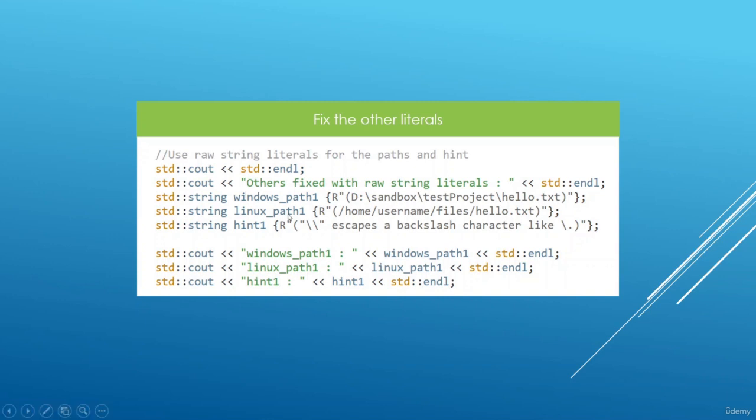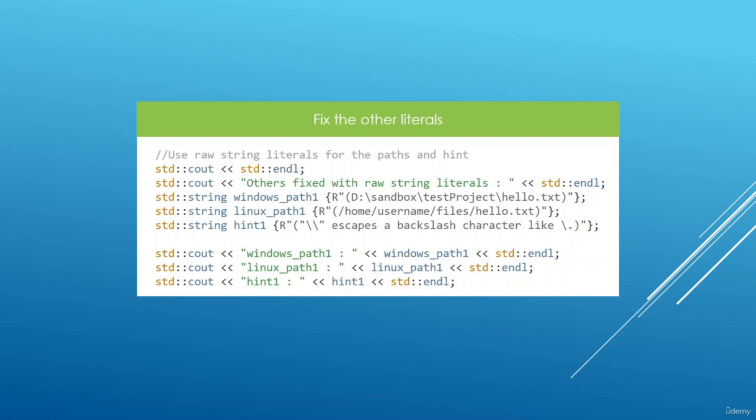We can also do a raw string literal for a Linux path here, but this is really not useful because we don't really need to escape this. If you go down, you see that our hint has also improved a bit because we don't have to put in thousands of backslashes to make sense of what we want to do. It is really easy to look at, and if you print this out, you're going to get what you expect.